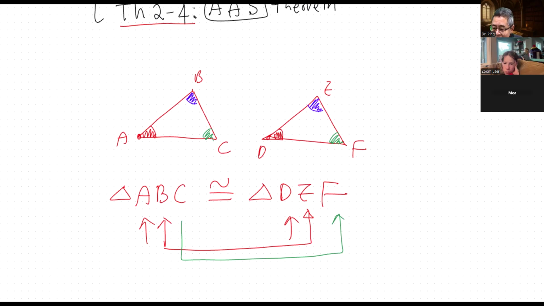If that's the case, then we cannot say triangle ABC is congruent to triangle FED because they don't match. See, the A actually should match to D, but it's out of order. So we don't do that. So everything has to match.